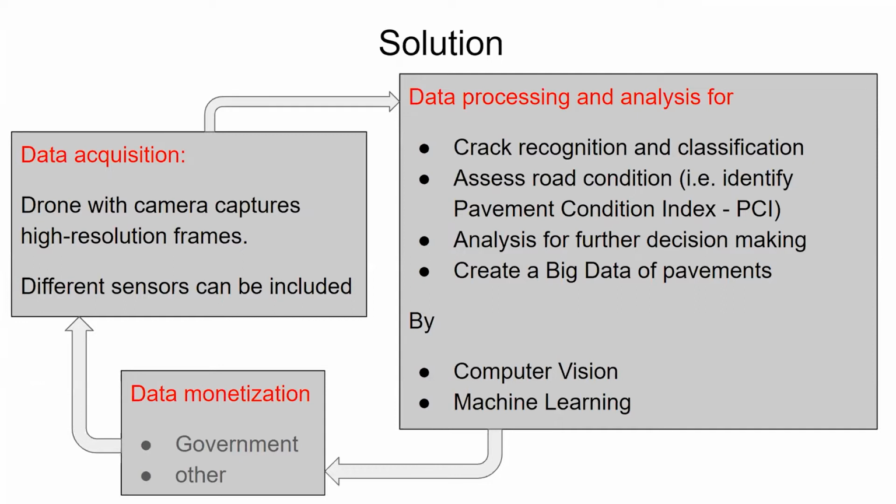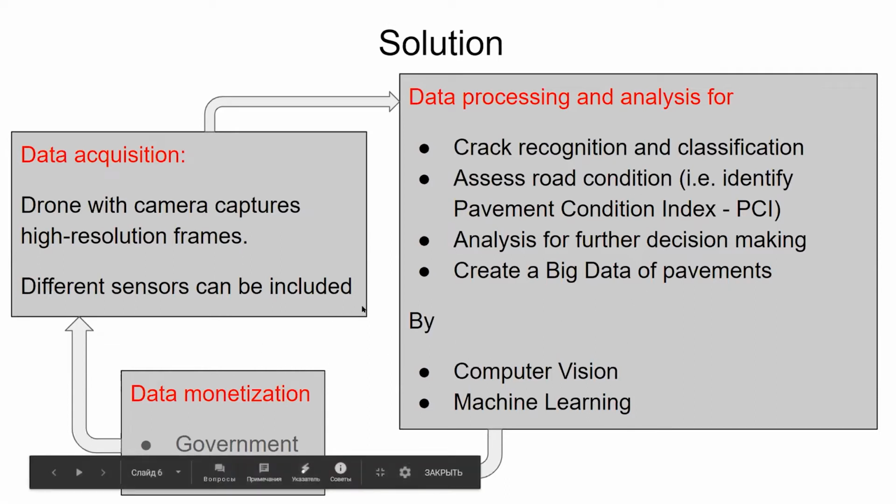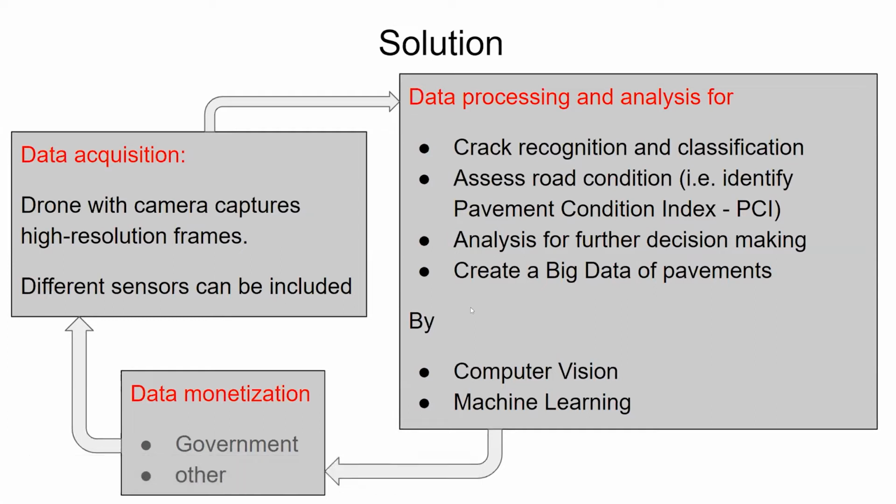For data acquisition, we'll use drones with cameras that can capture high resolution frames, and we can also include different sensors, but those can contribute to a higher weight. For data processing, we have 4 major steps, and all the steps will end up in the creation of big data. We want to use computer vision and machine learning in this step. Then we can sell this data to government for making smarter decisions, say at what time it's better to do road maintenance and so on.